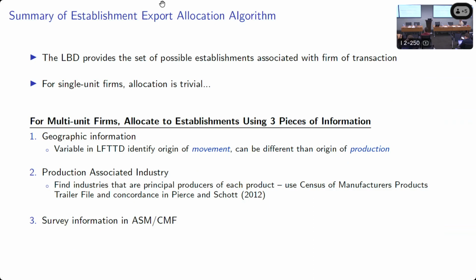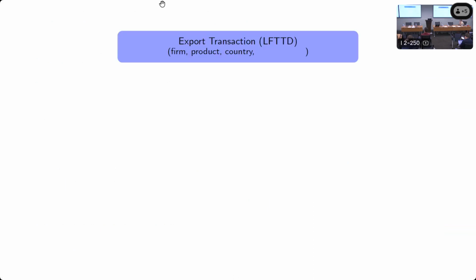Other questions? Okay. So those are the pieces of information we're going to use, and the algorithm is going to combine them in different ways. Let me highlight one example of what we're going to do. Suppose we start with an export transaction from the LFTTD. It has the firm, the product, the country. So it's a transaction.